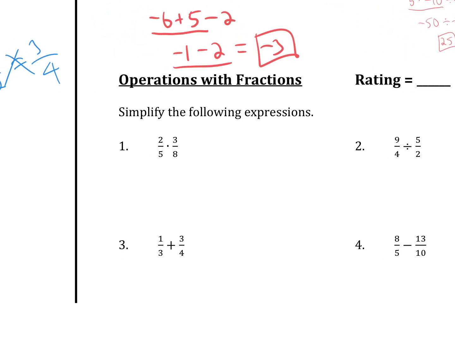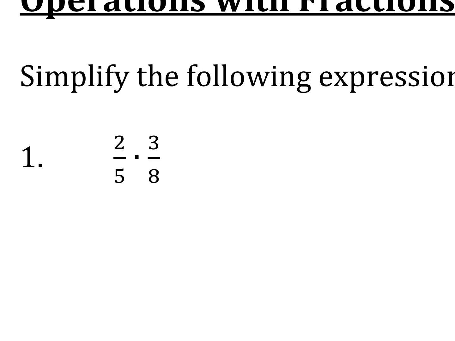Well, it's multiplying fractions, no big problem. Top times top over bottom times bottom. Okay, so let's go ahead and do this a couple ways here. So top times top, what's 2 times 3 going to be? It's going to be 6 over, what's 5 times 8? That's 40. Okay, now we got to reduce this, which is kind of tough.